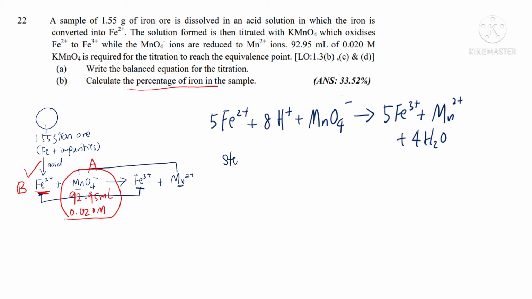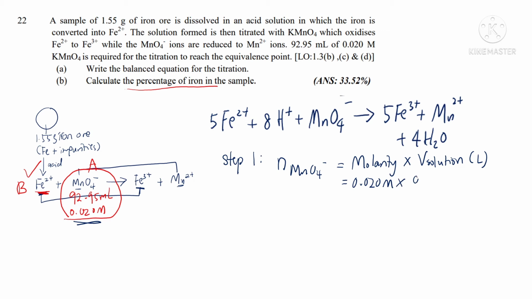So step number 1, we need to find the number of moles of A because the information is given for A, which is the permanganate ion. To find the number of moles, we just need to use the formula molarity multiplied by volume of solution in liters. Since we are given molarity, which is 0.02 molar, multiplied by volume of solution in liters, that will be 0.09295 liter, to give us the number of moles as 1.859 × 10^-3 mole of permanganate ion.